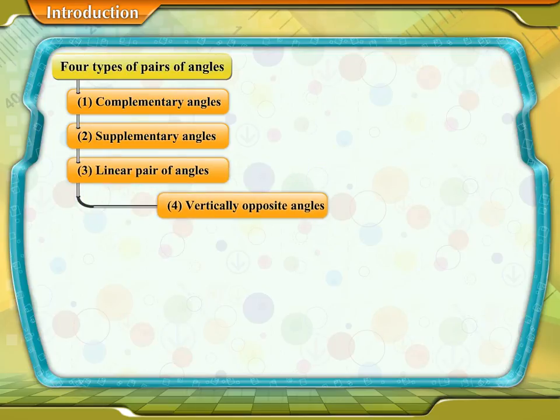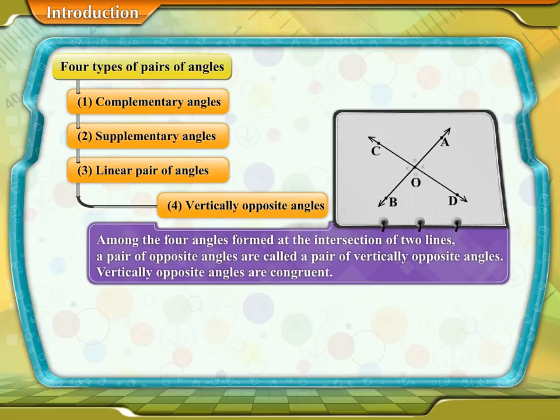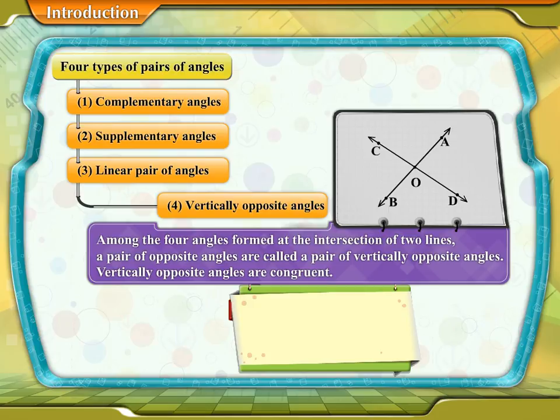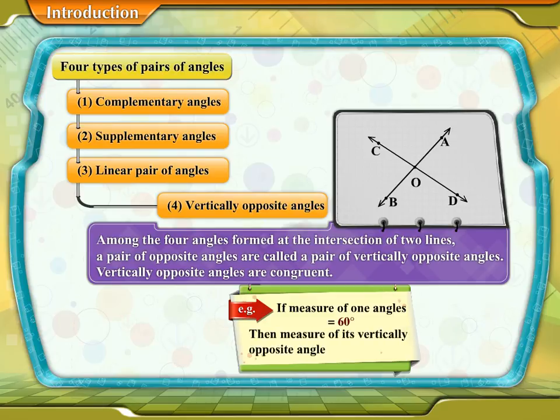Vertically opposite angles. Among the 4 angles formed at the intersection of two lines, a pair of opposite angles is called a pair of vertically opposite angles. Vertically opposite angles are congruent. For example, if the measure of one angle is 60 degrees, then the measure of its vertically opposite angle is also 60 degrees.